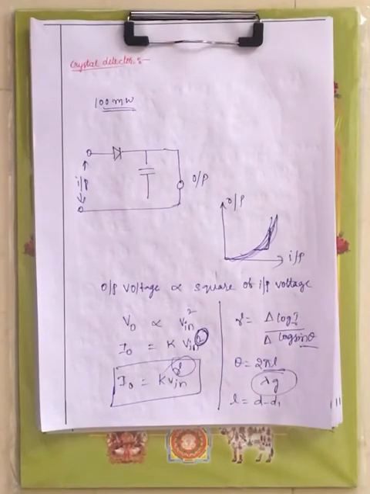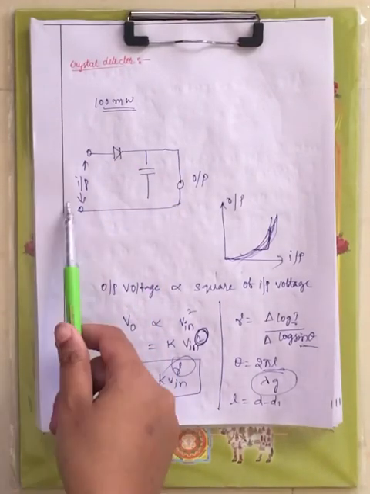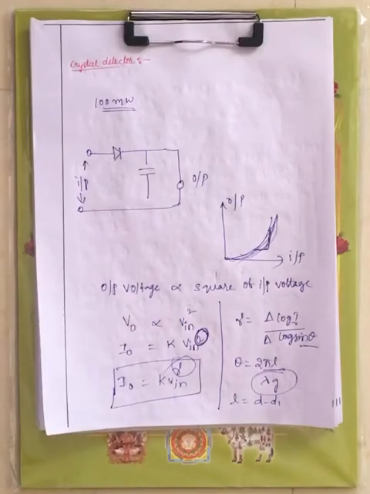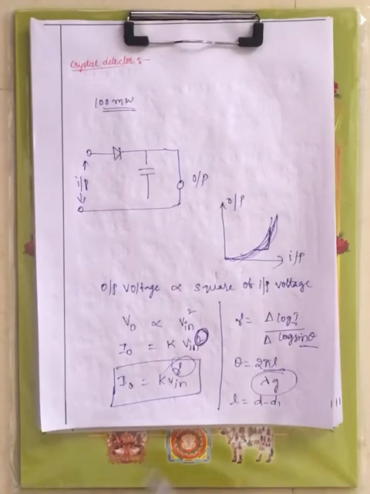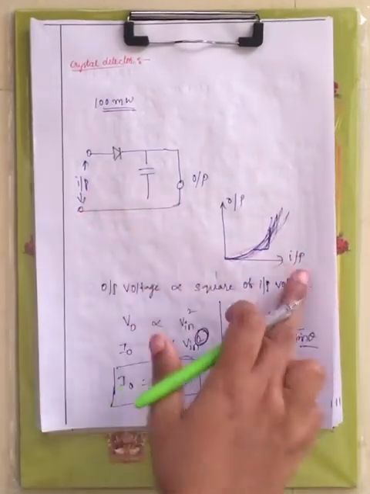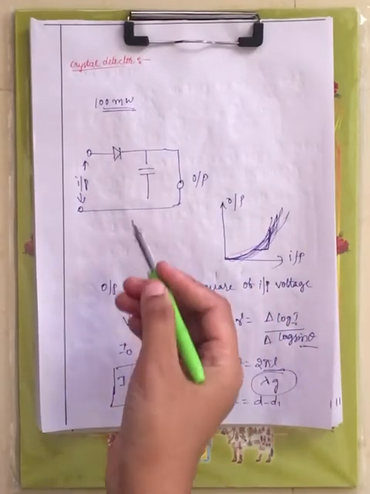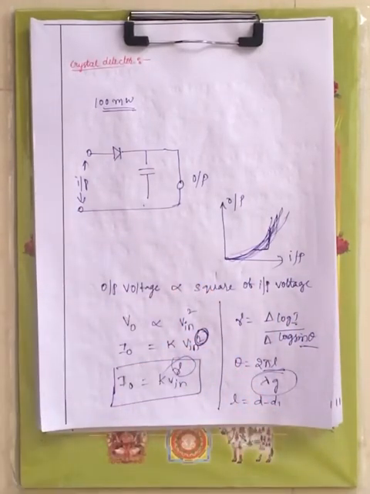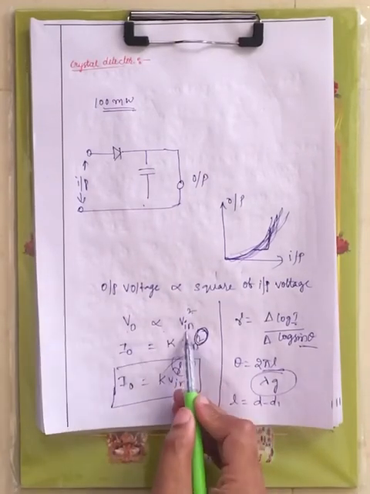This is widely used in the RF and microwave field because of its power handling capacity. This is the internal structure of the crystal detector, which contains the crystal diode followed by the capacitor. Input is given to this point and output is collected through this point. Since the crystal detector is a square law device, if I plot a graph between output versus input, you will get a graph like this. The output voltage is proportional to the square of the input voltage. V naught is proportional to the square of the input voltage.